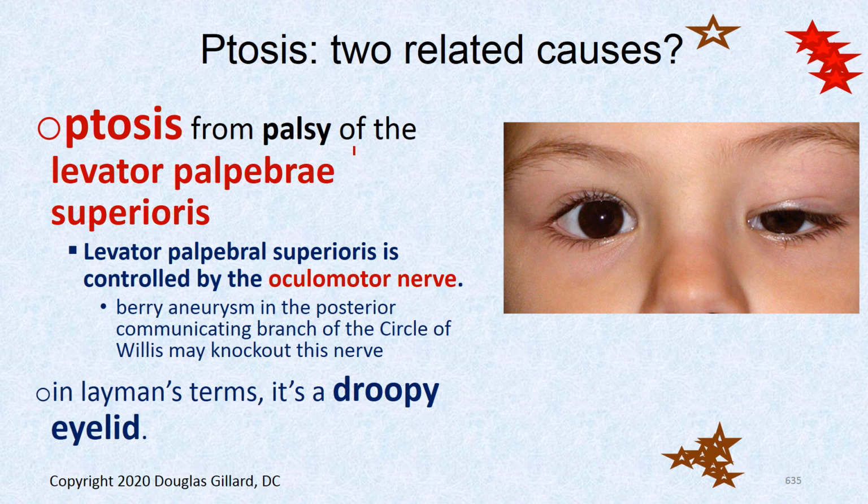So ptosis is from a palsy of levator palpebrae superioris. And there's Horner's syndrome. We didn't even talk about that. I'm not going to get too far into neurology now. It's another cause of ptosis. But ptosis from a palsy of levator palpebrae superioris can occur from oculomotor nerve injury. In layman's terms, they call that a droopy eyelid.